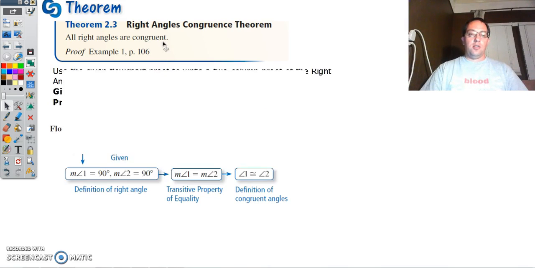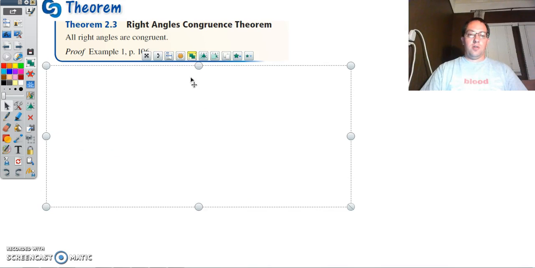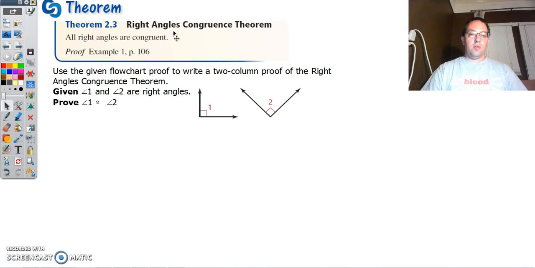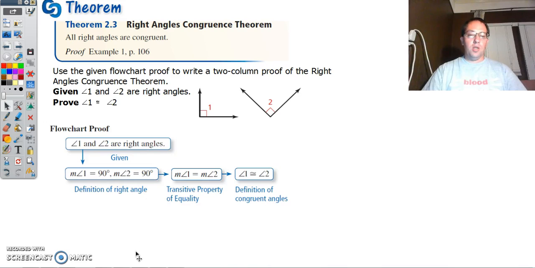All right. So let's take a look at this. We are going to prove it. So here I have angle 1 and angle 2. They are both right angles. We want to prove that they are congruent, because remember, theorems can be proven, postulates can't. So we're going to start this off in a flowchart proof, and then we're going to put it as a 2-column proof, just so we can see them side by side. So here it is as a flow proof.